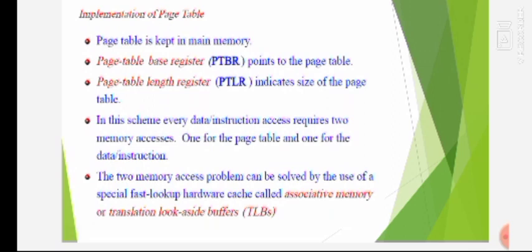The page table is kept in main memory. It contains two parts: one is the page table base register and the second is the page table length register. The page table base register points to the page table. The page table length register indicates the size of the page table. In this scheme, every data or instruction access requires two memory accesses, one for the page table and one for the data or instruction. The two-memory-access problem can be solved by the use of a special fast lookup hardware cache called associative memory or translation look-aside buffer.